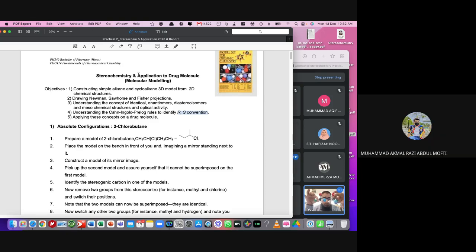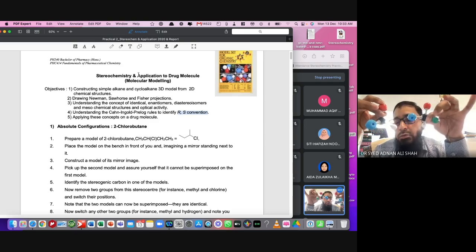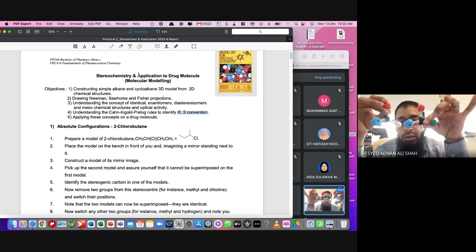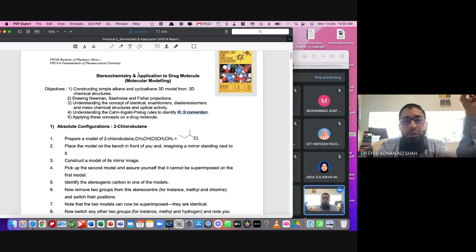Right? So this is how you have to assign the stereochemistry. And then after this, we will apply this concept on a drug molecule, to check whether there is any stereogenic center in that drug molecule or not, how many chiral carbons are in it, and how we can assign the stereochemistry of that molecule. So this is the objective of this practical.